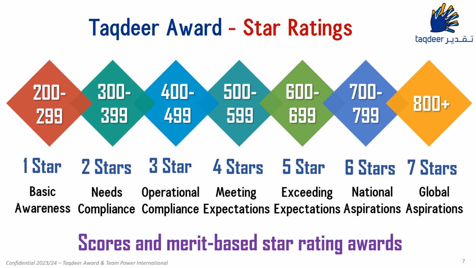Companies that scored between 600 to 699 points will be recognized as 5 stars, and the company's workforce care performance will be recognized as exceeding expectations. Companies scored between 700 to 799 points will be recognized as 6 stars, and the company's workforce care performance will be recognized as national aspirations level. Finally, companies scored between 800 and more points will be recognized as having 7 stars, the highest level, and the company's workforce care performance will be recognized as having a global aspirations level. We are looking forward to welcoming the participating companies to strive for the highest stars in the Taqdeer Award.